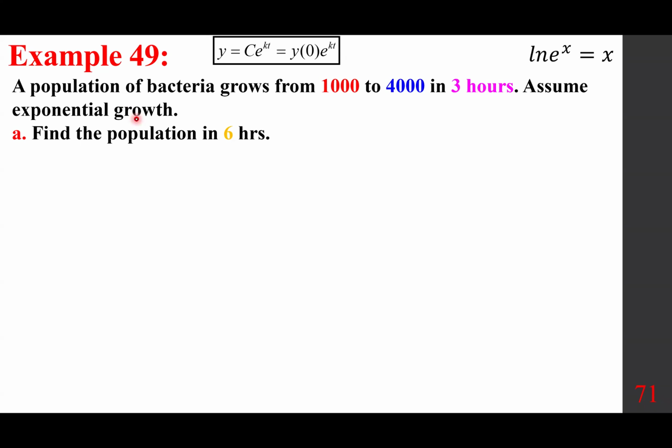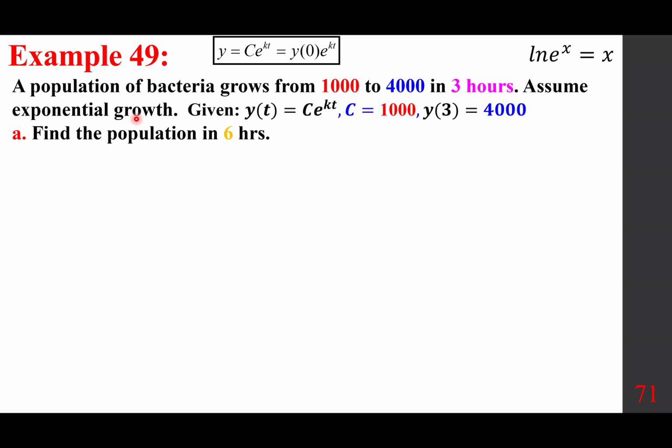Assume exponential growth, find the population in 6 hours. And there are a couple of different ways of approaching it. And this is something, by the way, we have seen in algebra. Okay, but what is it that we need to do here?